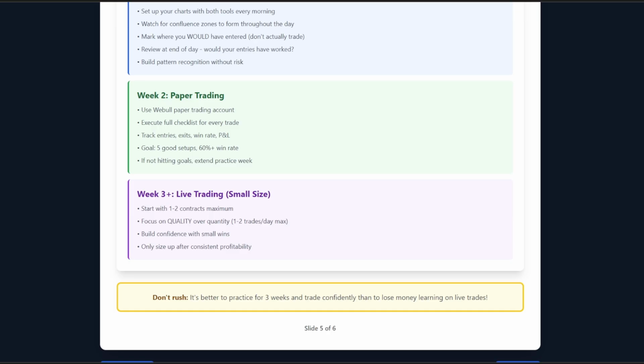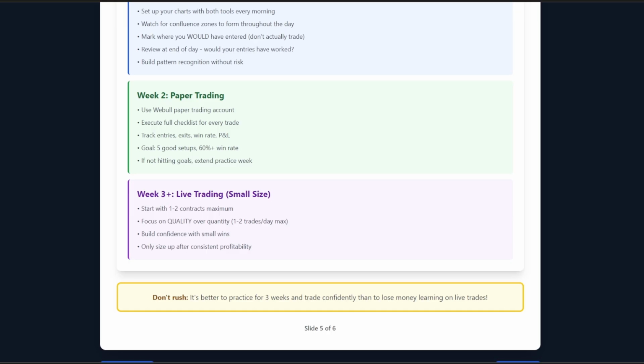Don't rush, go slow. It's better to practice for 3 weeks or 3 months. It doesn't matter until you understand what you're doing. If you don't understand what you're doing, it's just a recipe to lose money. It's not rocket science what we're doing, right? Then trade confidently, rather than lose money learning on live trades, right?